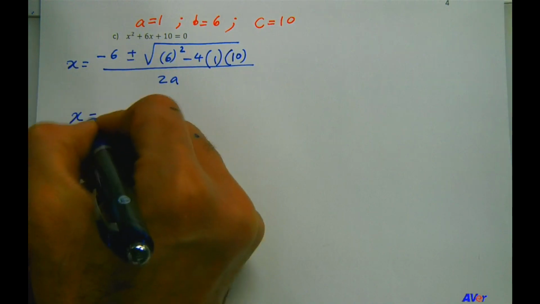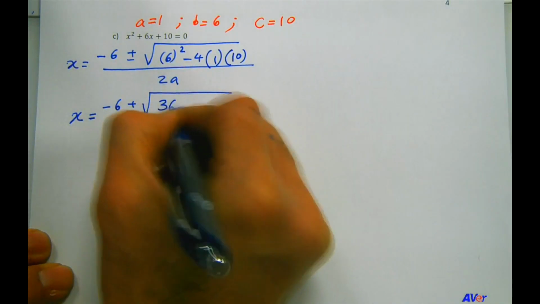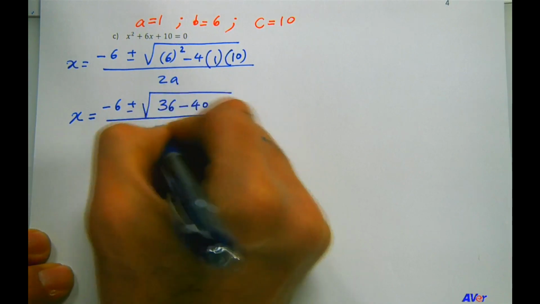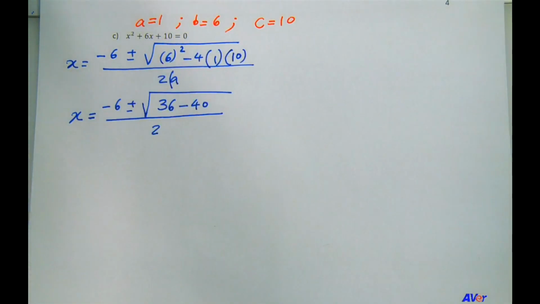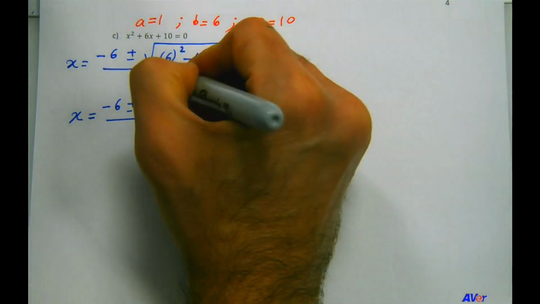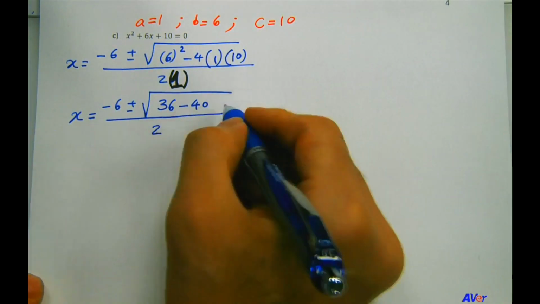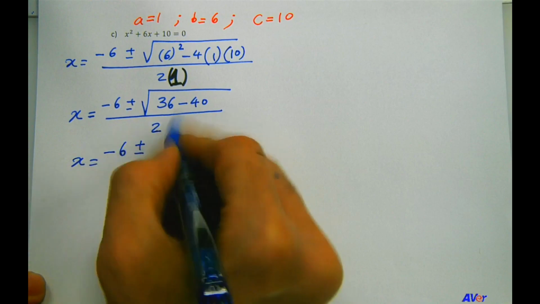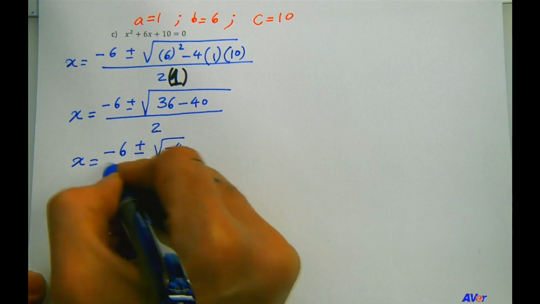X equals minus 6 plus or minus, we have 36 minus 40 over 2. 2a, by the way, is 2 times 1, right? So let me correct that. That was 2 times 1. That's 1. A was 1. So which is 2. So simplifying this a little more, we get minus 6 plus or minus. This is again 36 minus 40 is minus 4, square root of minus 4, divided by 2.